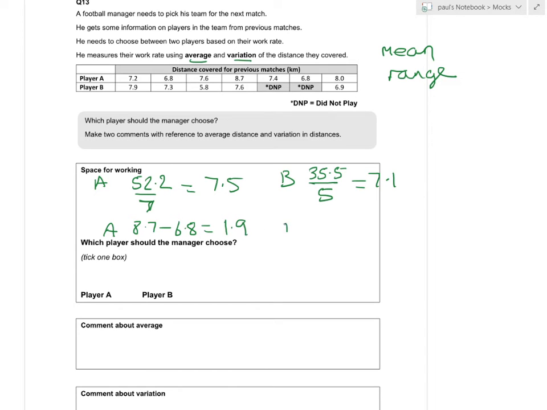1.9. And player B is 7.9. Take away the smallest one, which is 5.8.